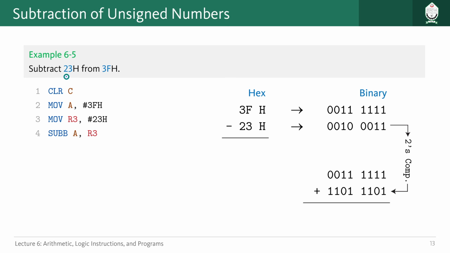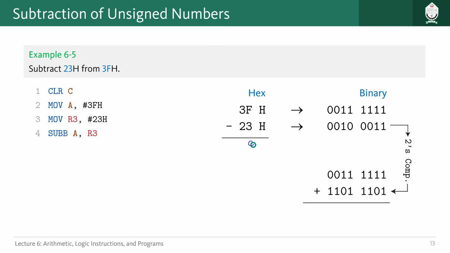So here we have to subtract 23 from 3FH, and you can see in the first line we have to first of all clear the carry so that there is no issue with the borrow. If there is some value from previous calculation, if the carry is set, then after this subtraction, from 3F we have to subtract 23, but with that an extra one will be subtracted, which is what we don't want. So that's why we first clear the value of carry before we do the subtraction here. Okay, so in this calculation the result should be what?